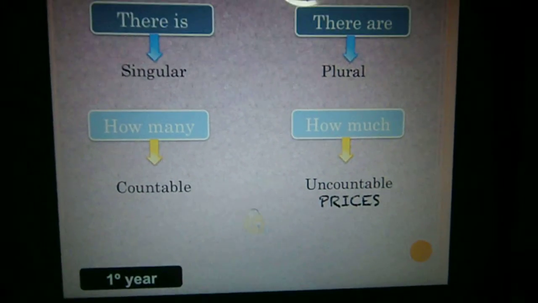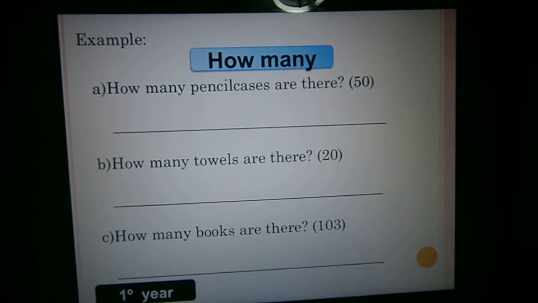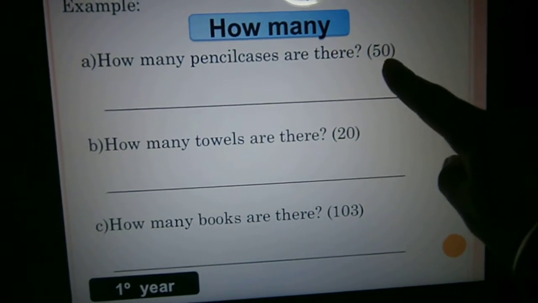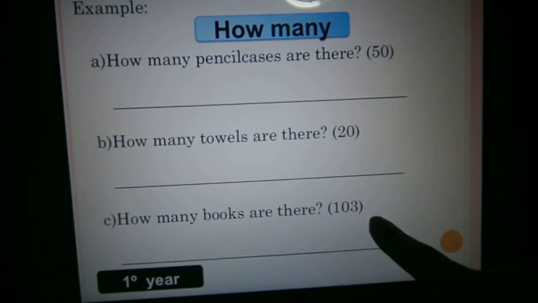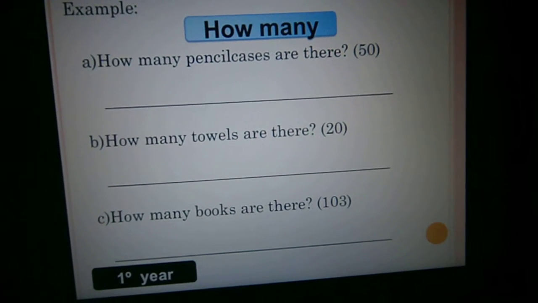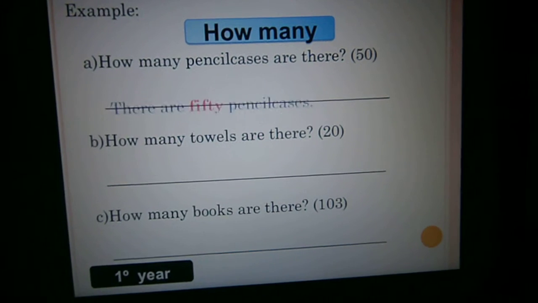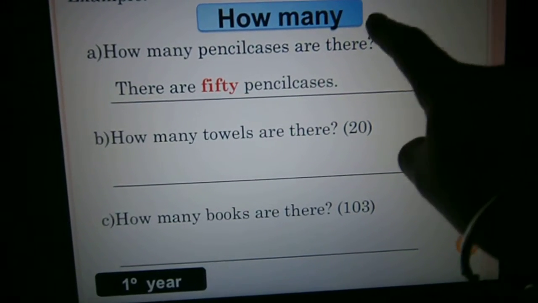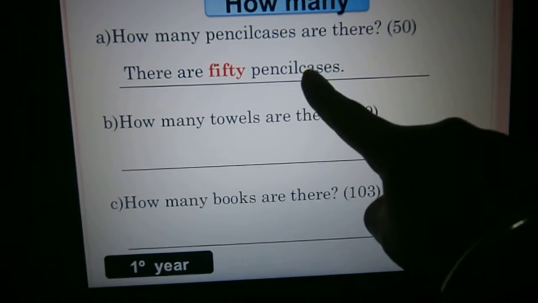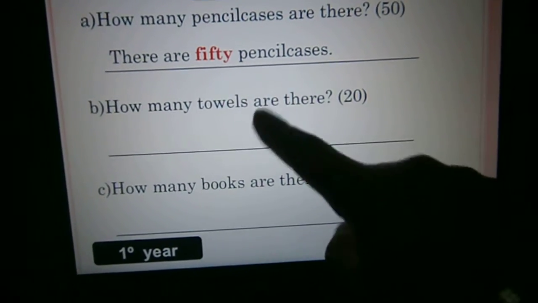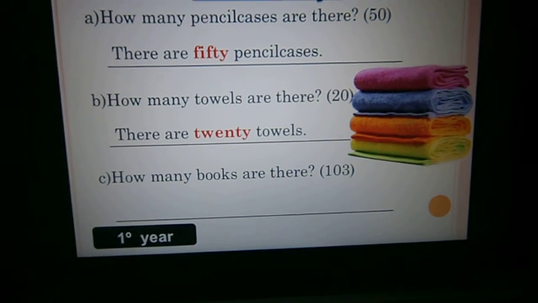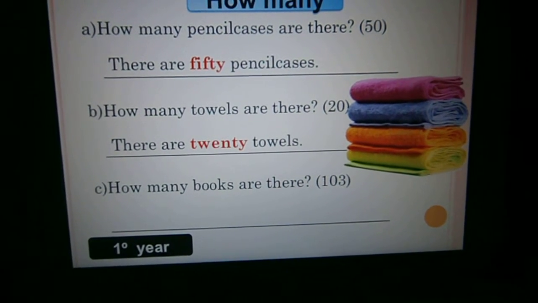So, pay attention here. The use of how many. At the end of these questions you have different numbers. You have 50, 20 and 103. In question letter A, how many pencil cases are there? There are 50 pencil cases. Remember that you don't only have to mention the number, you have to mention a complete answer. Letter B, how many towels are there? There are 20 towels. And in letter C you have, how many books are there?